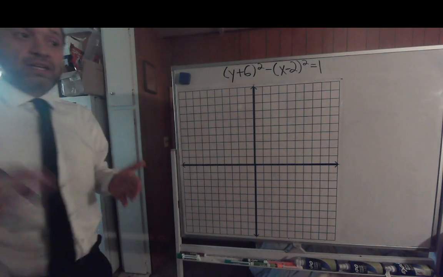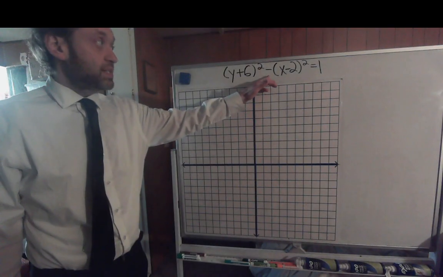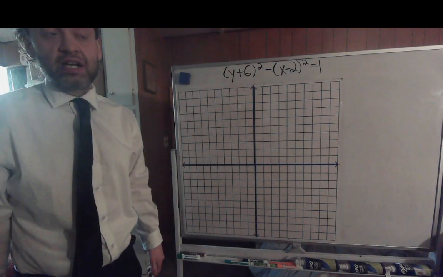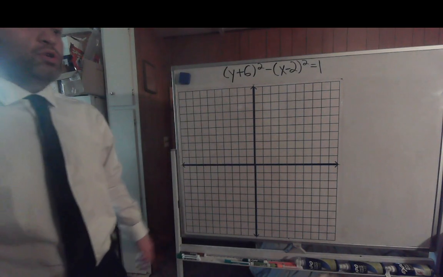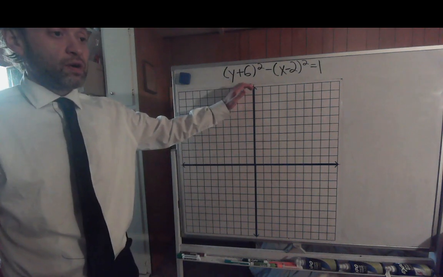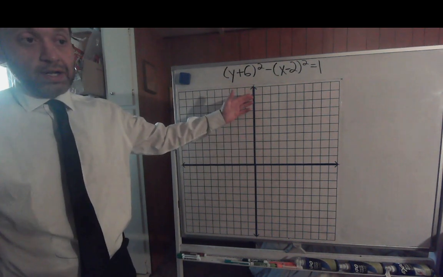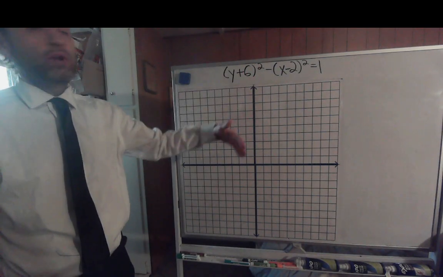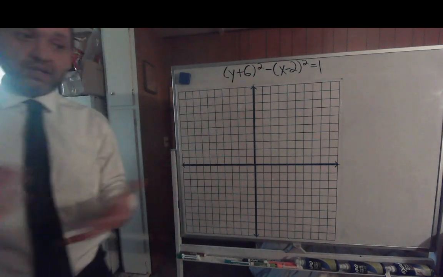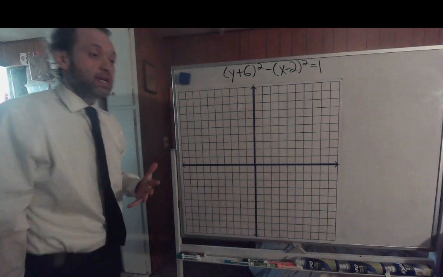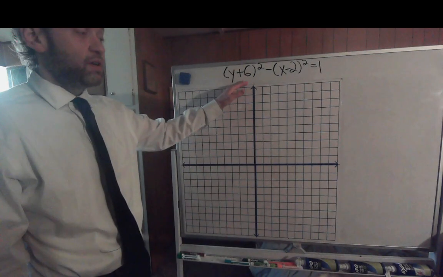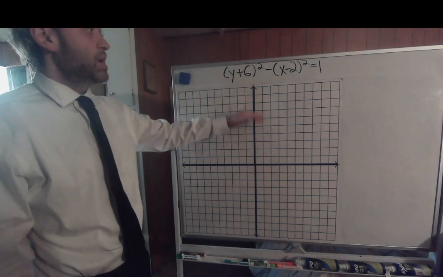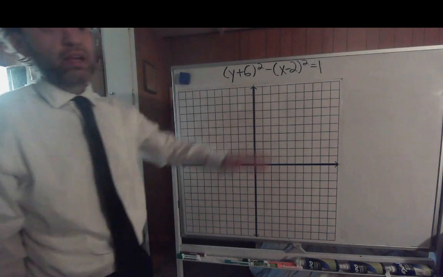Now, had this been an ellipse and it was plus instead of minus, that would actually become a circle with a radius of 1. If they both have the same denominator, especially 1, if it were an ellipse, then it would actually become a circle. So that's how circles and ellipses relate. But in hyperbolas, you can have the same denominators and get away with that.